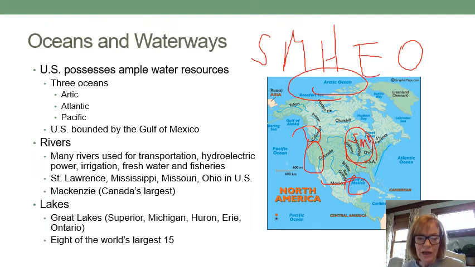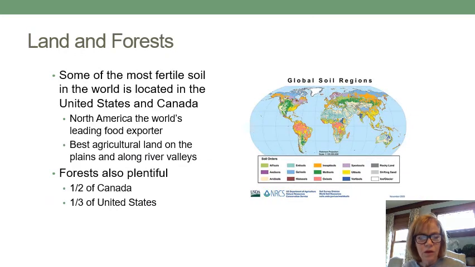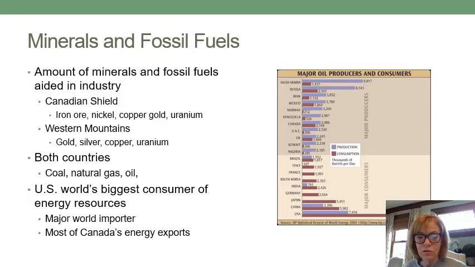But anyway, 8 of the world's largest 15 lakes are located here in North America. Right. We also have abundant land and forests, especially up in the Pacific Northwest. So Oregon, Washington, and then moving up into Canada as well. Half of Canada and 1/3 of the United States was covered with forests at one time. Right. And as I told you before, the United States and Canada lead the world in food production and food export.